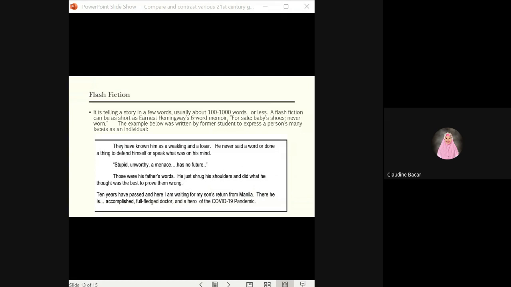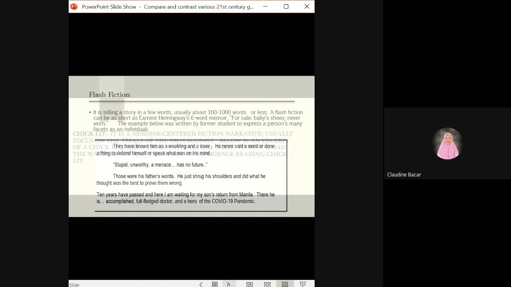So as you observe, it is very short. It consists of only 100 to 1,000 words or maybe less. So that's a flash fiction. Flash fiction is a genre of fiction defined as a very short story. While there is no set word count that separates flash fiction from more traditional short stories, flash fiction stories can be as short as a few words, while short stories typically run for several pages. So that's their difference.